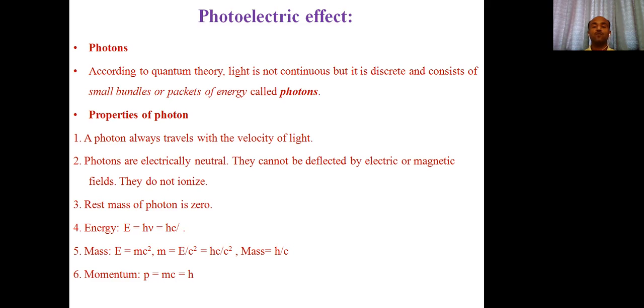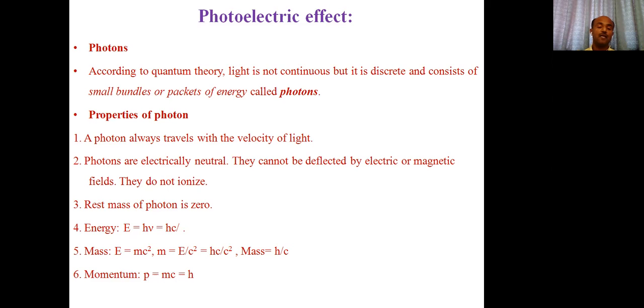Before discussing this photoelectric effect, we should know some basic information about photons. According to the quantum theory, light is not continuous but discrete, and consists of small bundles or packets of energy called photons. What are the properties of photons? A photon always travels with a velocity equal to the velocity of light. Photons are electrically neutral. They cannot be deflected by electric or magnetic fields, and they do not ionize. The rest mass of a photon is zero.